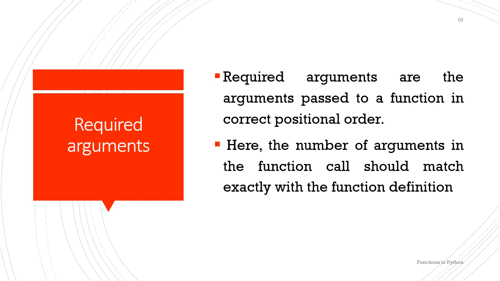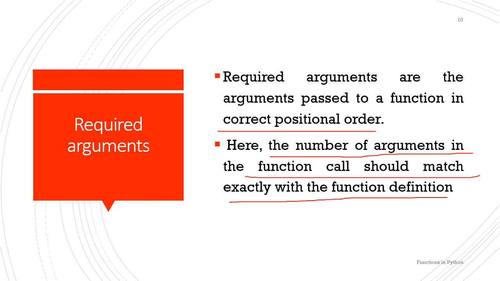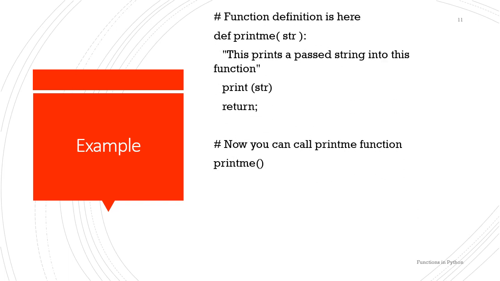Required arguments are the arguments passed to a function in correct positional order. It should be passed in correct positional order. Hence, the number of arguments in the function call should match exactly with the number of arguments in the function definition. We will see this with an example. Here I am defining a function print me which accepts a parameter str, and inside the function asking the system to print the content of str.